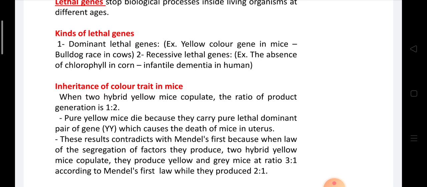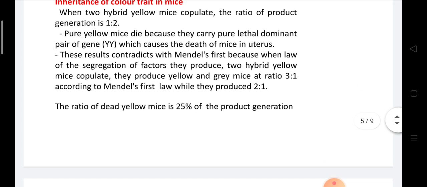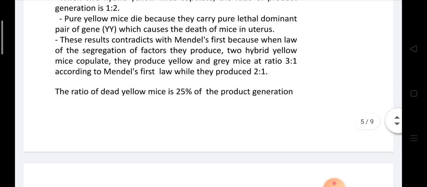Two types of recessive lethal genes are absence of chlorophyll in corn and infantile dementia in humans. In this type, we will note that Mendel's law is modified in the first generation and modified in the second generation, because 3:1 dominant to recessive is modified to 2:1, because 25% of the generation will die because it will be Y capital, Y capital.